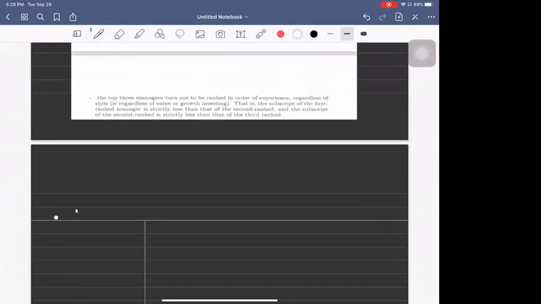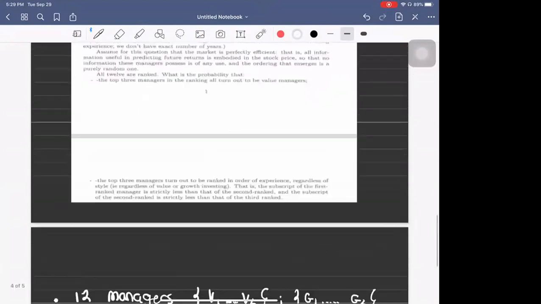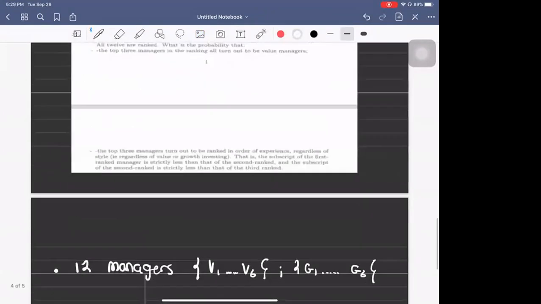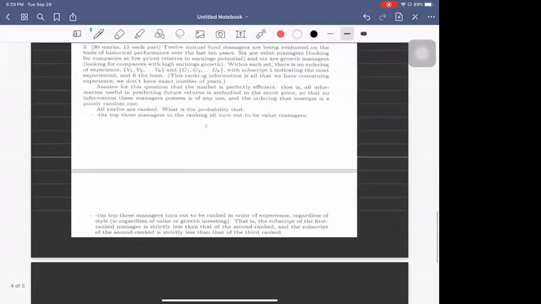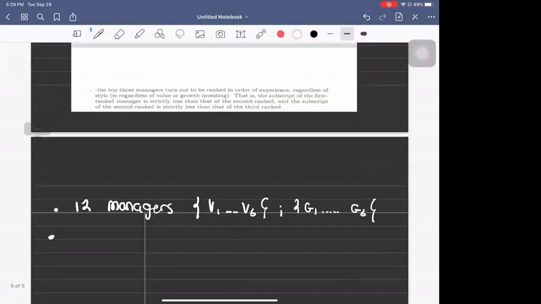All right, so we have 12 managers in 2 groups: V1 to V6, and G1 to G6, where G is for growth managers, 1 is the most experienced, and 6 is the least experienced. Also, in the experiment, all 12 are ranked based on performance, probably on the stock market or something like this.